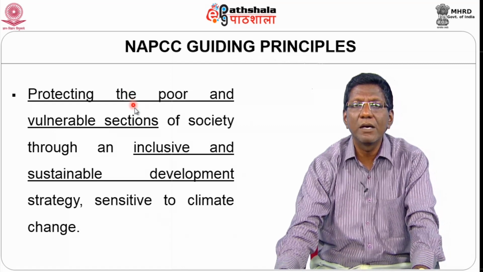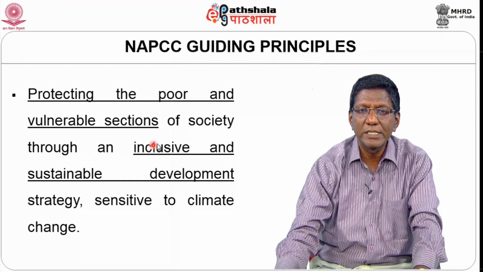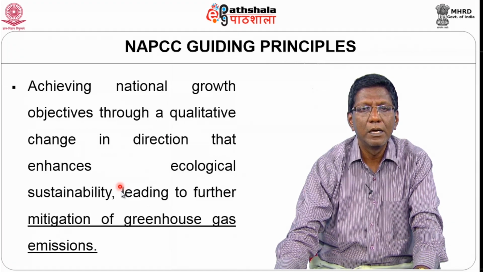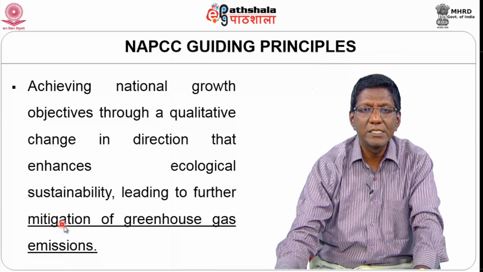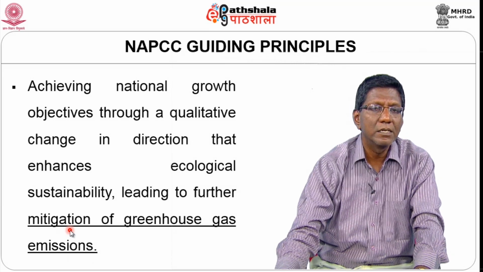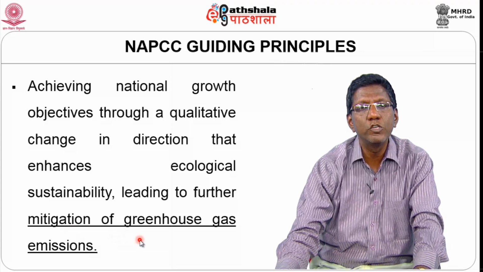Some of the aspects of this action plan are protecting the poor and vulnerable sections, inclusive and sustainable development, and mitigation of greenhouse emissions. Mitigation means preventing the emission of greenhouse gases as much as possible, because in this disaster management or climate change scenario, you use the words prevention, mitigation and adaptation.